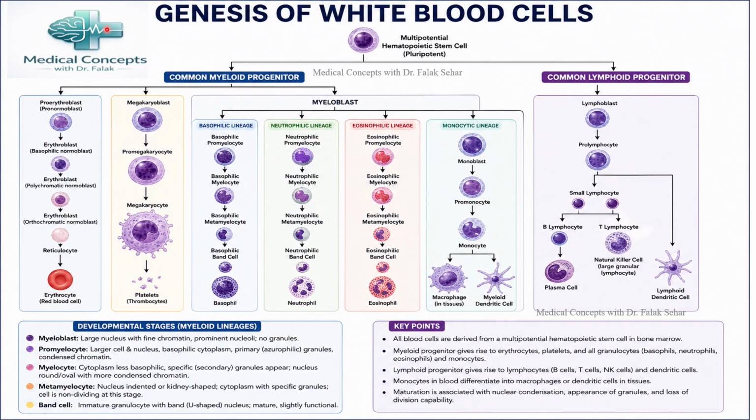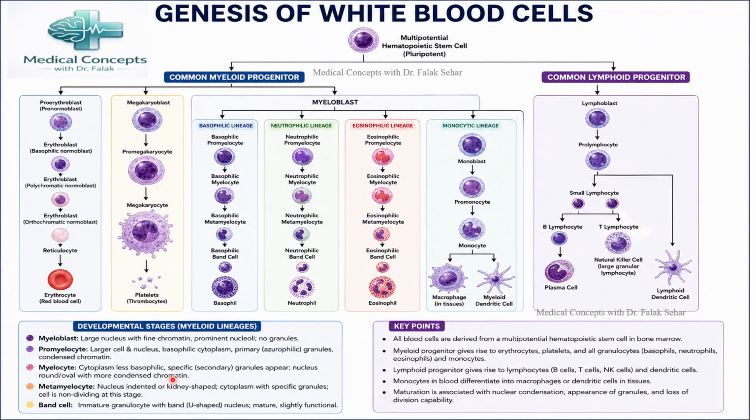This diagram illustrates the process of hematopoiesis, or the formation of blood cells in the bone marrow. It all begins with a multipotent hematopoietic stem cell, which gives rise to two major progenitor cells, the common myeloid progenitor and the common lymphoid progenitor. The common myeloid progenitor produces red blood cells, platelets, neutrophils, eosinophils, basophils, and the monocytes.